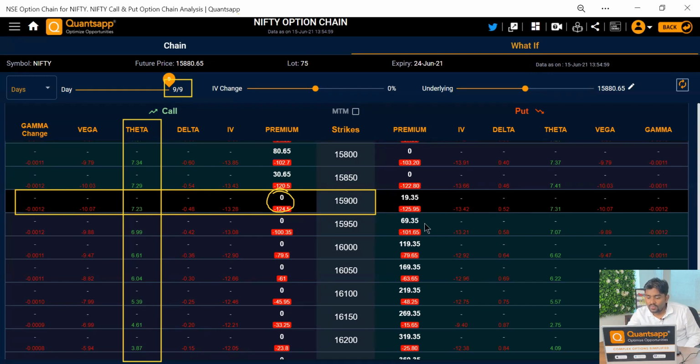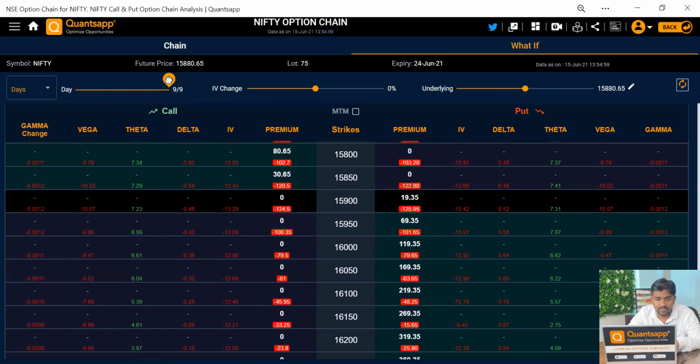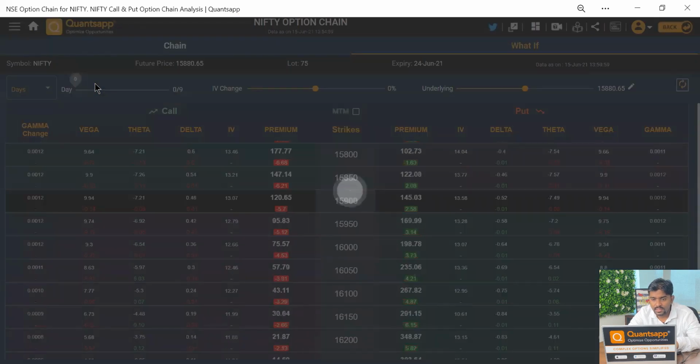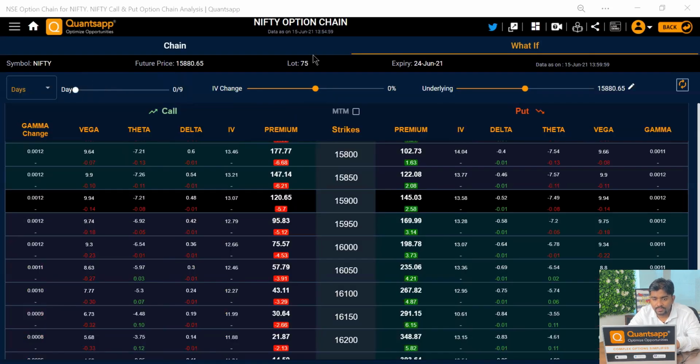Vega will have the same kind of impact. We will keep things unchanged, with no change in the days and the spot price. So how will volatility change the price? I'll come back to the zero state. No change in the spot price, no change in the days, and the price is again the same. Volatility has a positive impact on the premium. Generally, if volatility increases, the premium prices will increase.